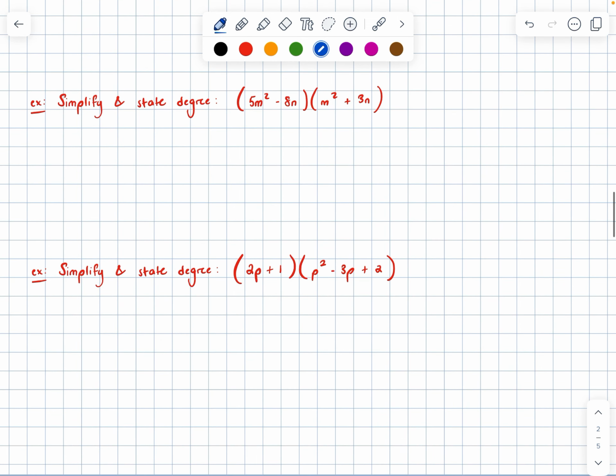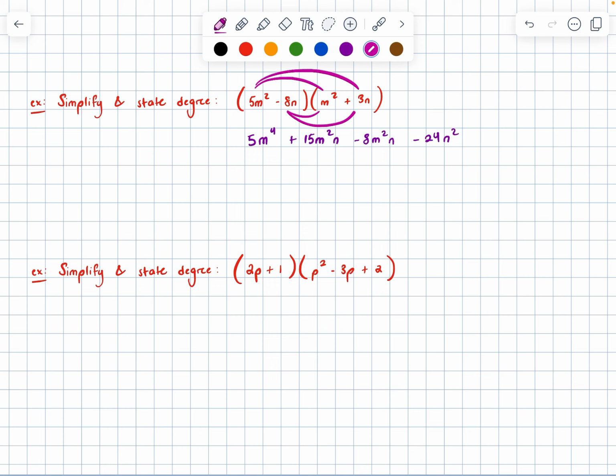Moving on. 5m squared minus 8n times m squared plus 3n. So I'm going to take my met-wet here, distribute each of the terms in my first factor to each of the terms in my second factor. 5m squared times m squared, well, 5 times invisible 1 is 5. M squared times m squared is m to the 4th. 5m squared times 3n will get me plus 15m squared n. Negative 8n times m squared will get me negative 8m squared n. And negative 8n times positive 3n will give me negative 24n squared.